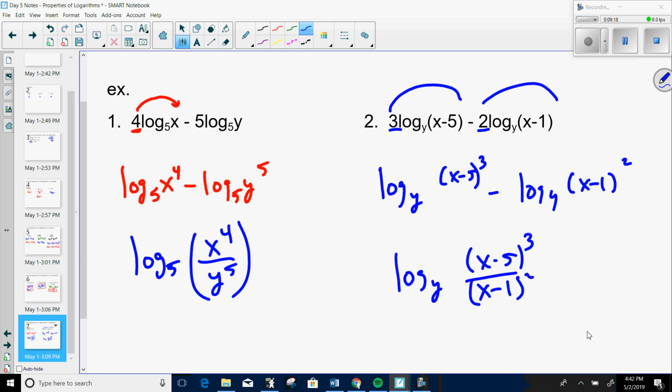That's the properties of logarithms that we're going to talk about today. And that's it for today.